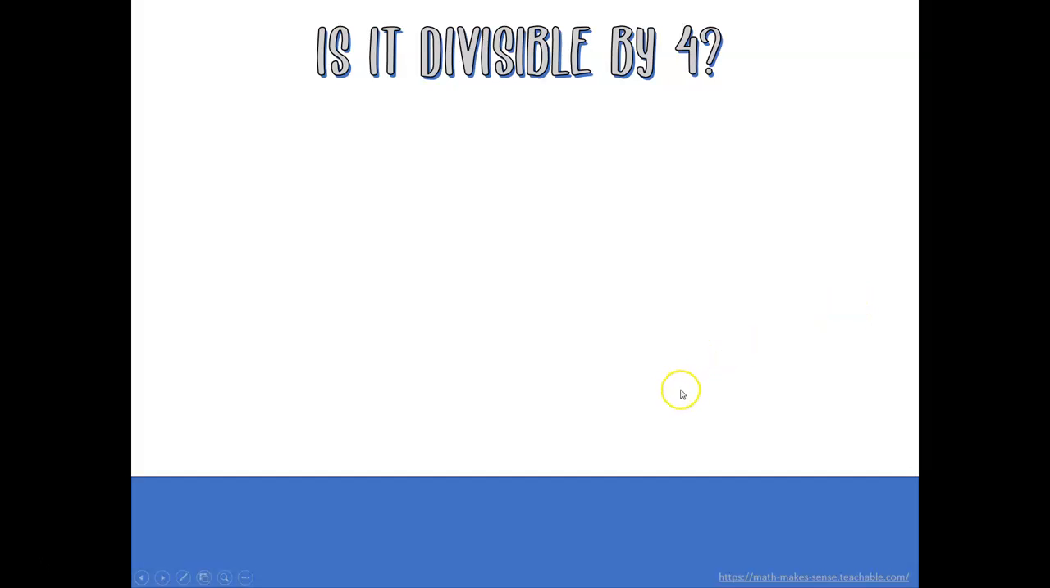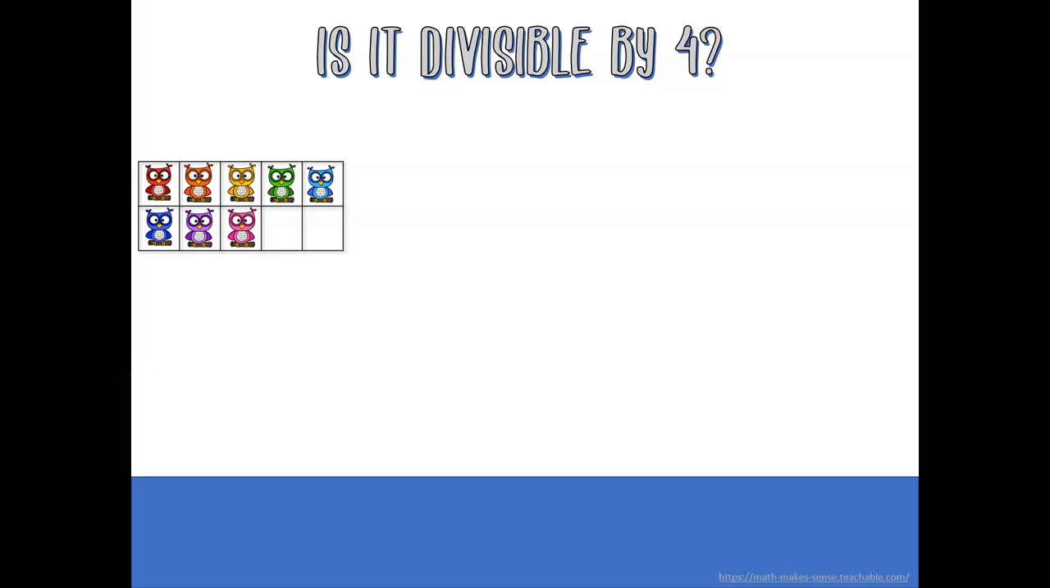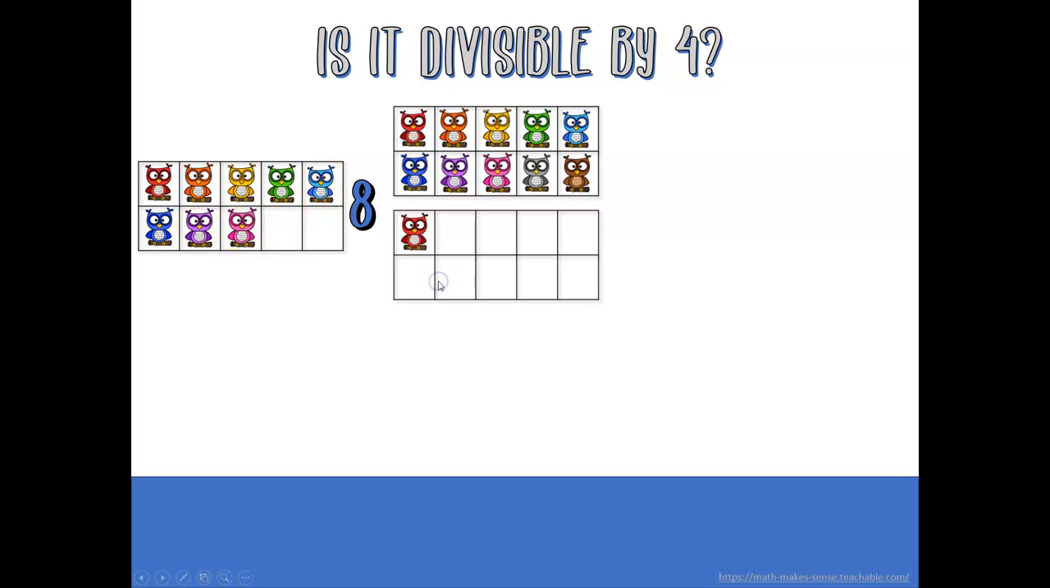Okay, let's look at 4. The 4's trick is not one of the easiest tricks, actually, but there is a way to look at it, especially if the numbers are reasonably small. Okay, so let's start off with 8 and see if we can break that into even groups of 4. So we have a group of 4, and then there's 1, 2, 3, 4 more left. So yes, 8 works. Okay, how about 11?